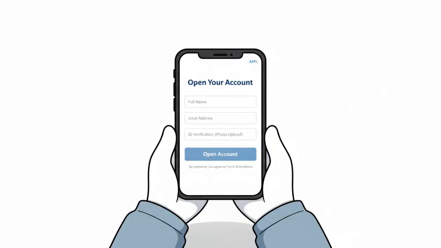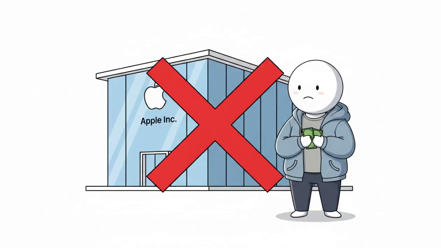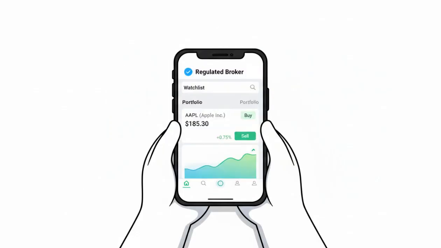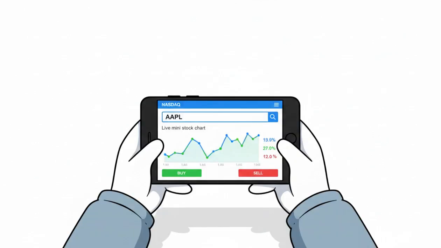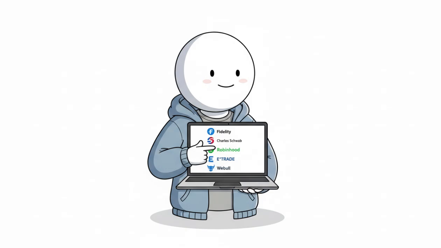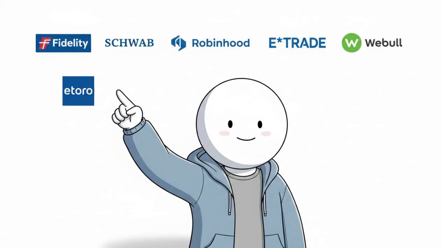The first step is opening a brokerage account. You cannot buy Apple shares directly from the company. You must use a regulated brokerage platform that gives you access to the stock market. Apple trades on NASDAQ under the ticker symbol AAPL. Reputable low-cost brokers include Fidelity, Charles Schwab, Vanguard, Robinhood, E-Trade, eToro, and Webull.